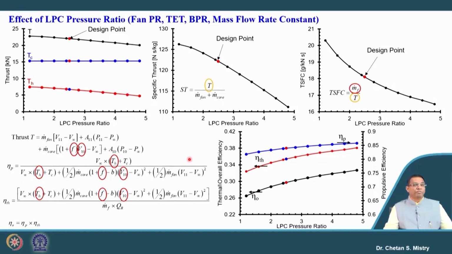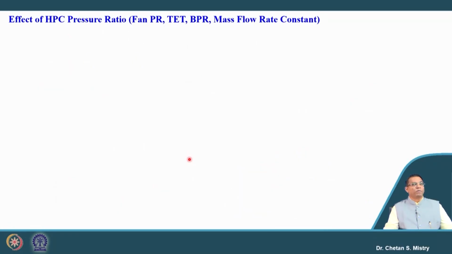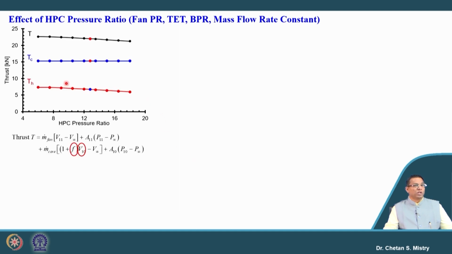Let us look at what the changes will be if we increase the HPC pressure ratio. For HPC pressure ratio, we know it has no impact on our cold thrust, but we will have an impact on the hot thrust. So this is representing our design condition. With the increase of HPC pressure ratio, we will have a reduction in thrust. This reduction in thrust is not a great number, so be careful about that.